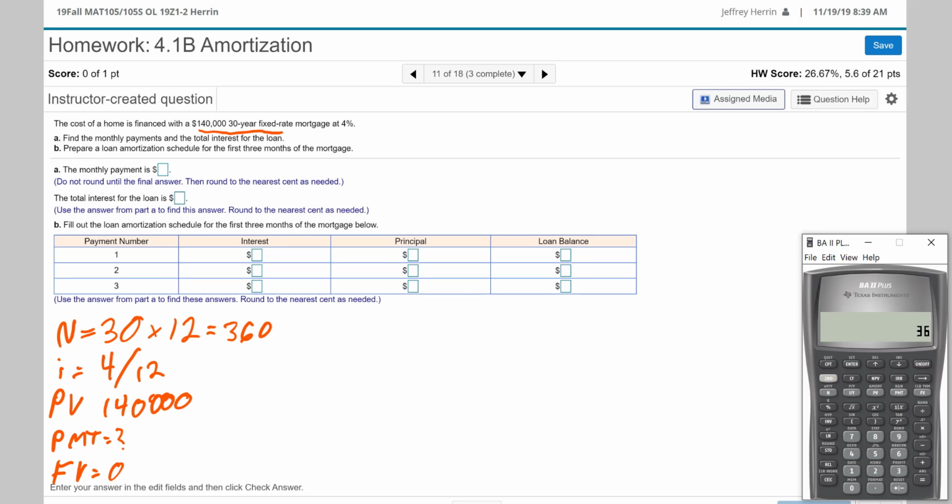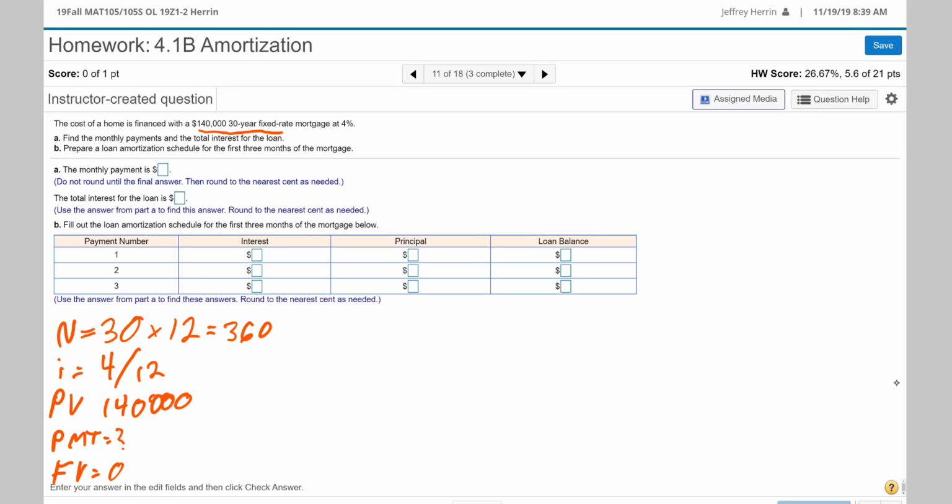I'm going to have 360 as my N, 4 divided by 12 as my interest. Present value is going to be 140,000. And just to make sure, we've got a 0 in for our future value, and we will compute the payment. That gives me a payment of $668.38.